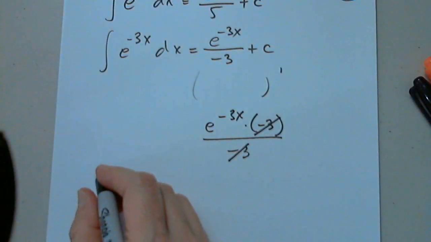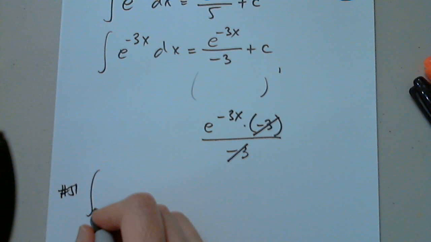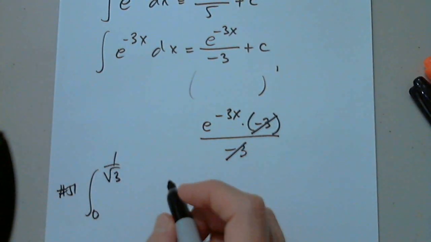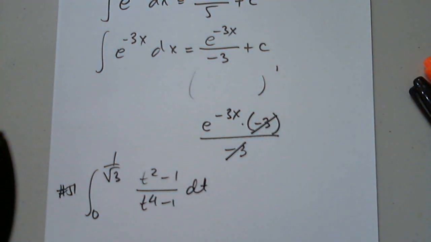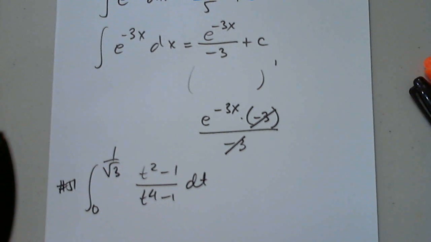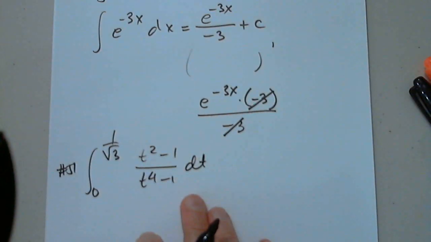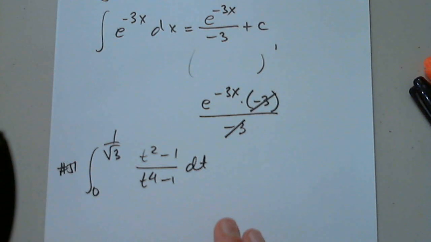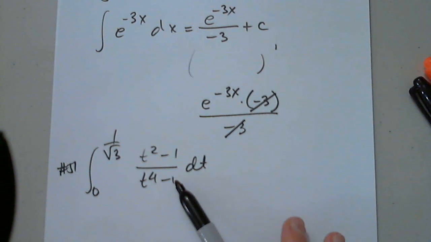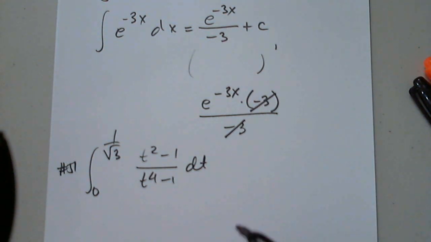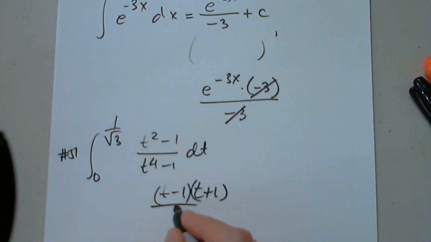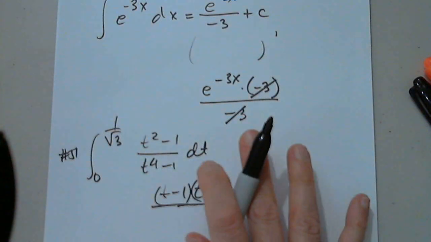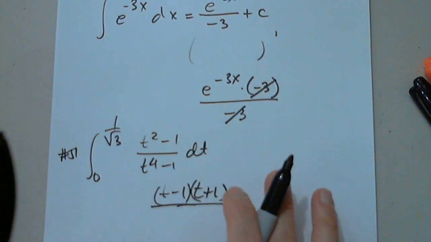So 51, the integral from 0 to 1 over the square root of 3 of t squared minus 1 over t to the fourth minus 1 dt. Again, this is a situation in which this is typical for partial fraction decomposition. So now let's see what can we do here. Let's see if I simplify this function, if I can. So, oh, I don't need to do that. I don't need to factor. I did, but that's okay.